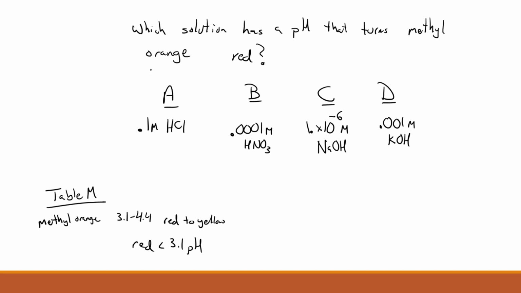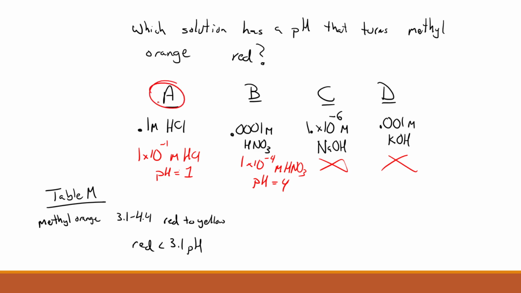So we're looking at these choices and trying to get them into a pH of less than 3.1, which means that it has to be an acid. That's going to help narrow down that it's definitely not these two bases over here. Then we put in 1 times 10 to the negative 1, giving me A as my answer.